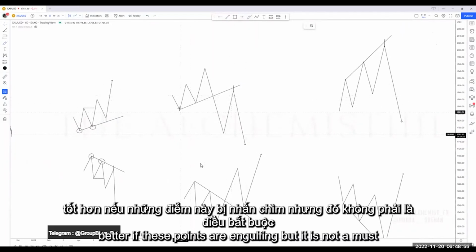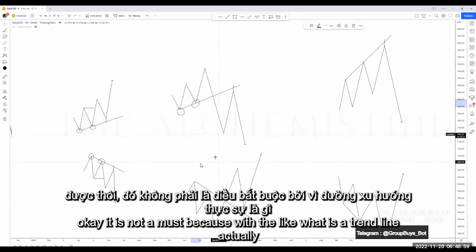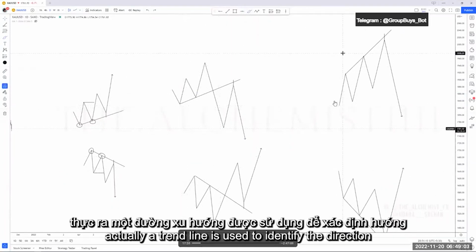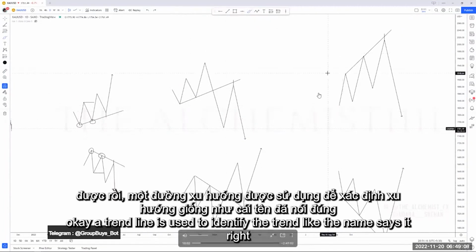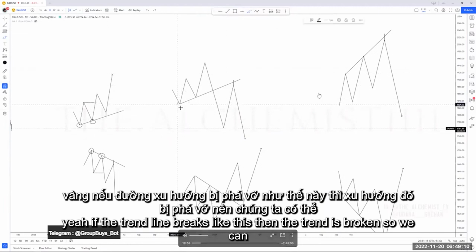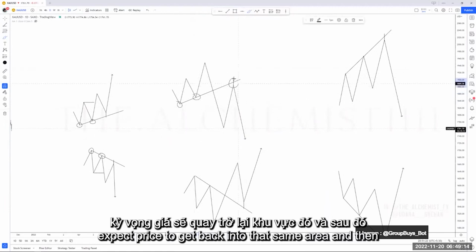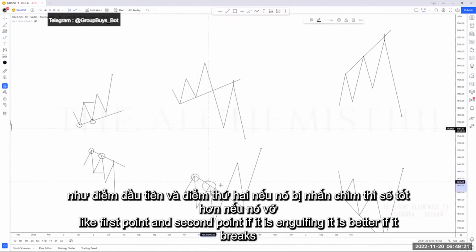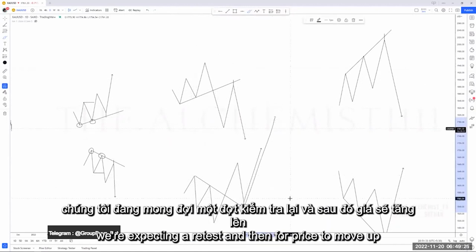For this, it's better if these points are engulfing, but it is not a must. Because what is a trend line actually? A trend line is used to identify the trend, like the name says, right? So if the trend line breaks like this, then the trend is broken. So we can expect price to get back into that same area and then give us a drop. Same thing in here, the first point and second point, if they are engulfing, it is better. If it breaks, we're expecting a retest and then for price to move up.